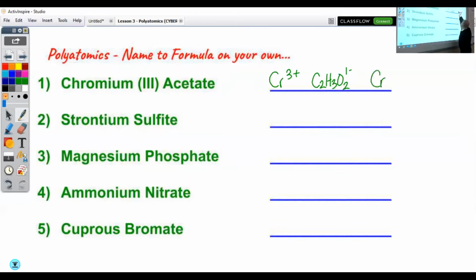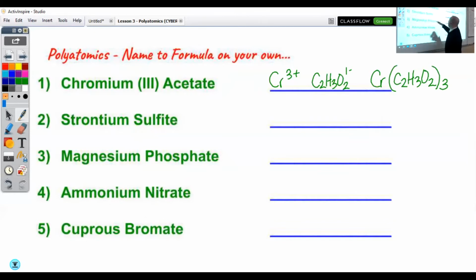So my final answer is going to be Cr. Because I need more than one of these, I have to use parentheses, C2H3O2, and then a 3 outside of the parentheses, indicating that I need 3 copies of that. Let's take a look at our next example.